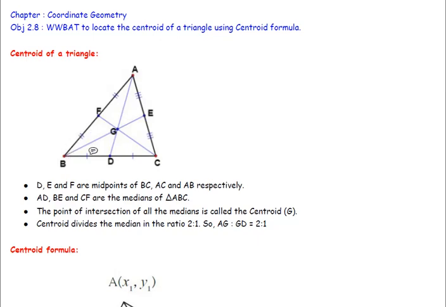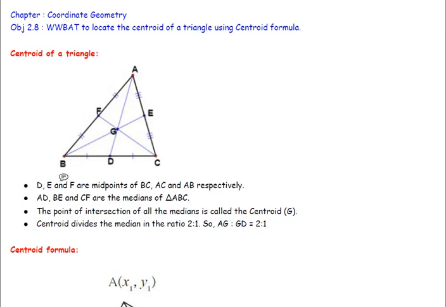Now, the lines that you get by joining the midpoint to the opposite vertex. So this is point D, and you join it with the opposite vertex A. This line that you get by joining the opposite vertex and midpoint is called a median, if you remember. So AD is a median, BE is a median and CF is another median. All three medians meet at a point called G. This point G, where all the medians of the triangle meet, is called the centroid.